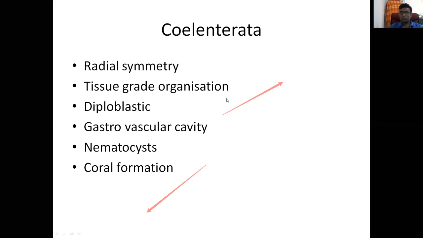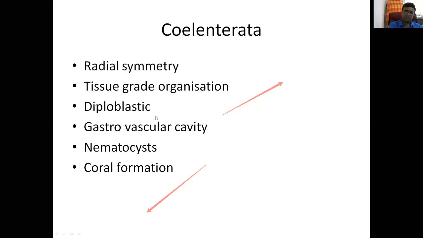And what is a group of cells known as? Ultimately, it is known as tissue. And the next word that you are seeing, I already spoke about, there is formation of the germ layers. If there are two germ layers, the organism is known as diploblastic.